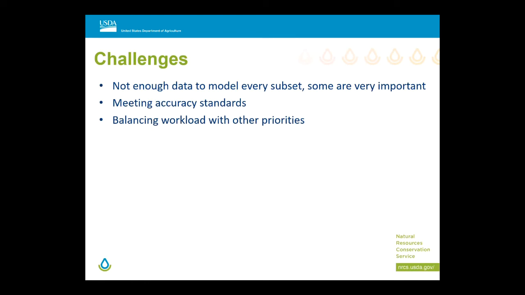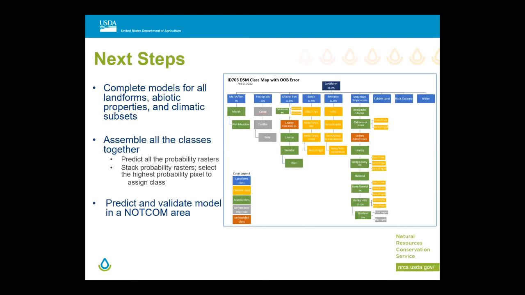Some of the challenges this project faces, as most modeling projects do, is just having enough data in every class. We have lots of data in some classes, not enough in others, and some of those are really important, so we're working through other methods of modeling for those, meeting accuracy standards, and of course balancing with the rest of the workload. So the next steps are to complete the models for all the landforms, abiotic properties, and climatic subsets. The class map here shows everything we've been able to model thus far and meet accuracy standards for, except for the 2 orange classes.